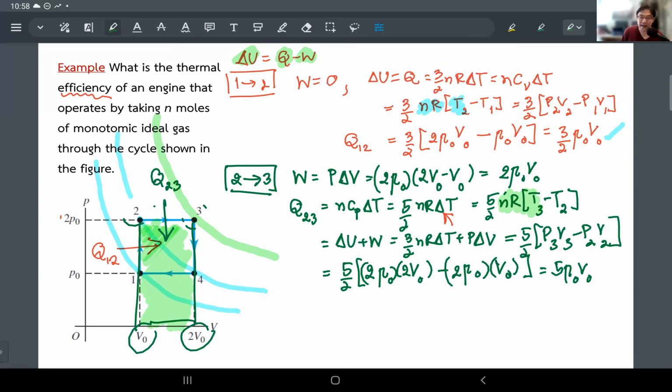All right, not too bad. From the look of it, I know how to do the rest. You can go 3 to 4 and 4 to 1 with the same way of doing this. And 3 to 4 is going to be easy because it's a constant volume process. 4 to 1 is going to be another isobaric process. That's one way of doing it. You can check if you want to.